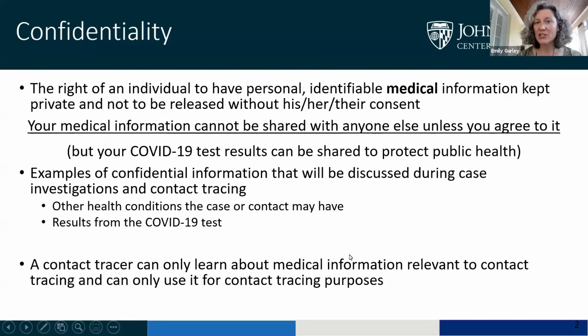The same is true for confidential information. The difference between private and confidential information is that confidential information includes your medical information. So they'll know your COVID-19 test results, right? That's an example of confidential information that they'll have. They may ask about your other health conditions that might put you at higher risk, because they may give you different medical advice about when to seek care. So they'll be asking about some medical information as part of their job. But again, they can only learn about that, and they can only use it for the purposes of contact tracing to try to help keep people safe.